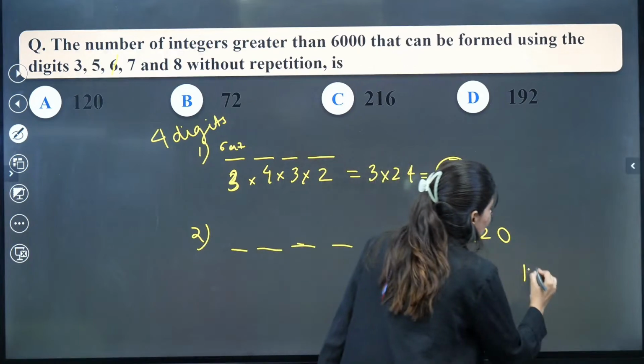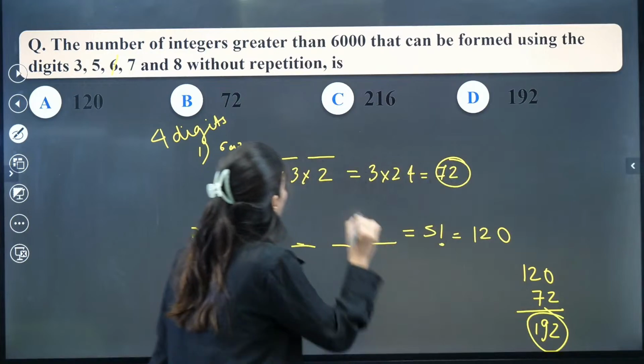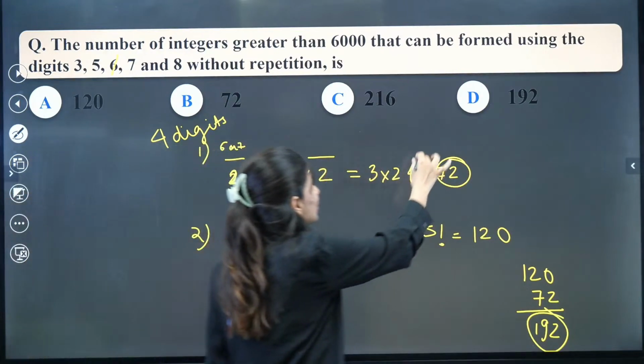So the final answer would be 120 plus 72. That is going to be 192. Option D.